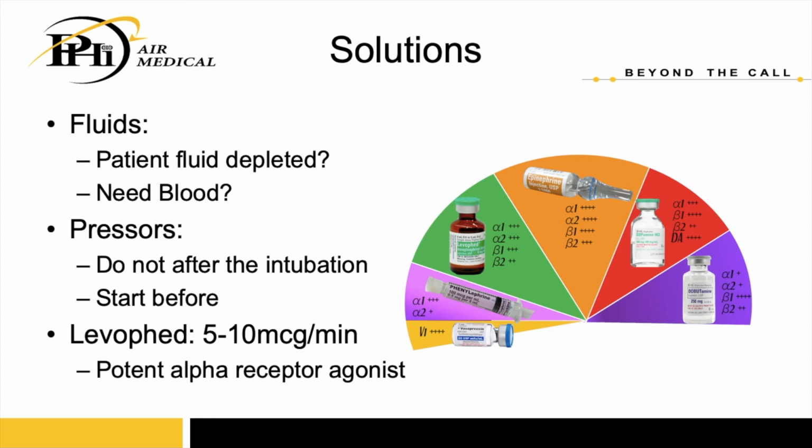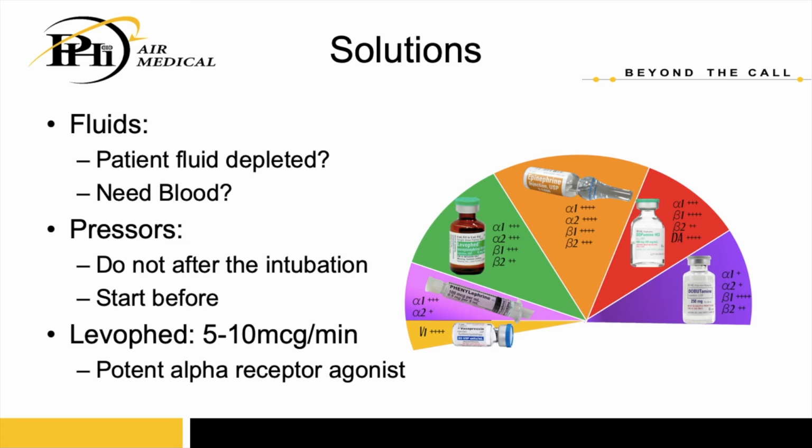A short-term pressor is not going to increase their mortality or their morbidity, but a short amount of hypotension will absolutely increase their mortality. And so acute hypertension is not dangerous, but acute hypotension is fatal. So we need to be making sure that we are starting pressors on these patients that need it. Don't start it after the intubation, start it before the intubation.